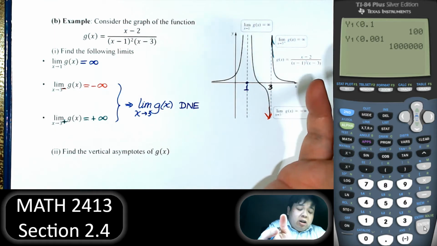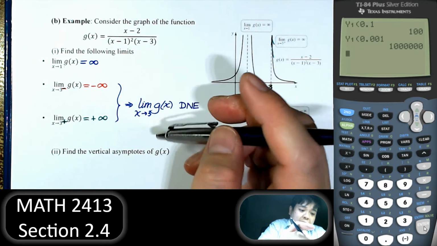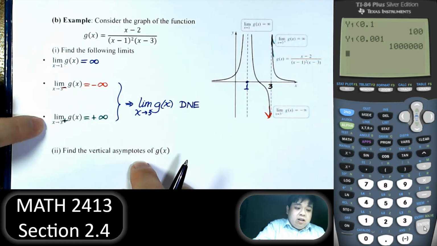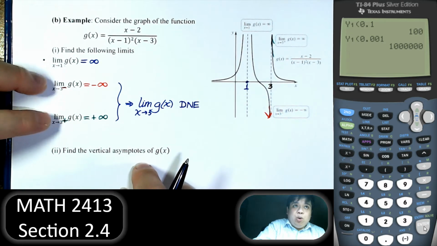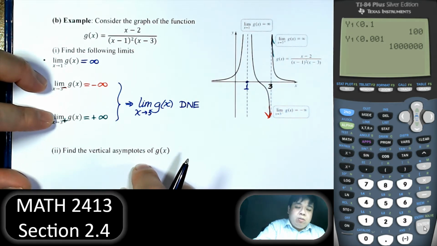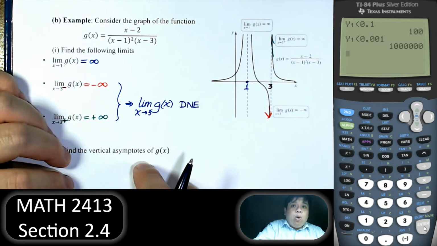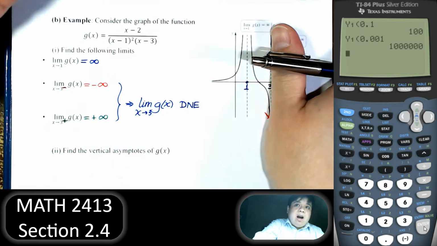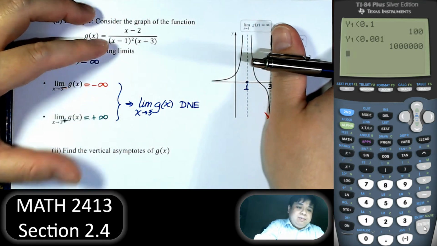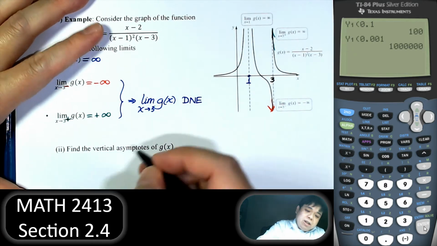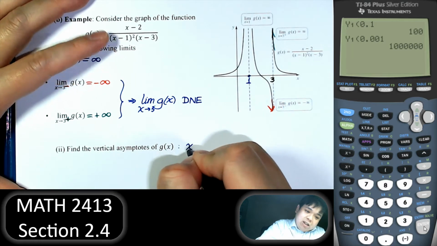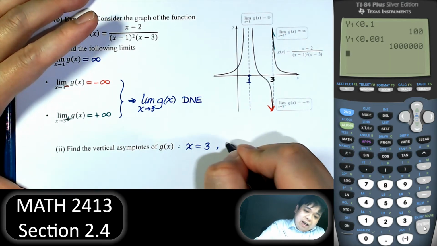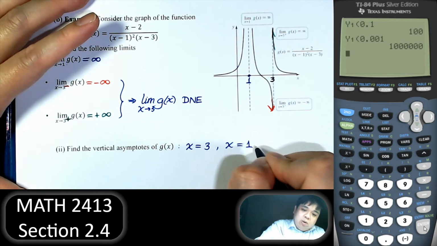But regardless of the limit not existing, one of these is enough to say that x equals 3 is a vertical asymptote. The vertical asymptote only needs one side. We can define it just based on the one-sided limit. So in this case, we have two asymptotes, x equals 3 and x equals 1. Both of them are vertical asymptotes.